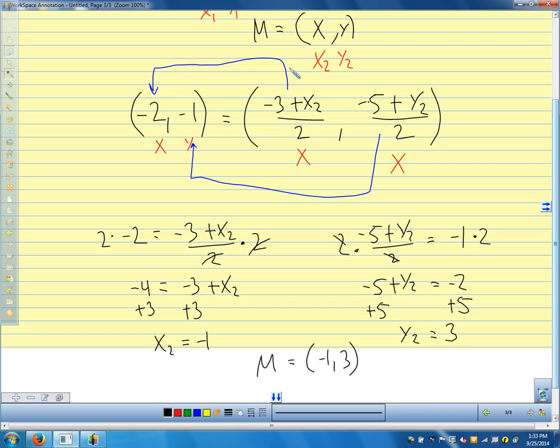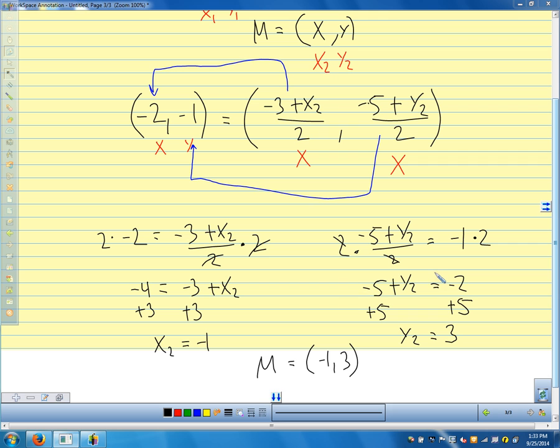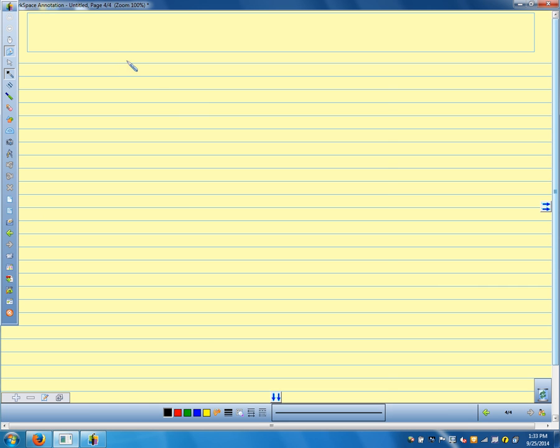So I have one equation for the x's and one equation for the y's. But we're using the same formula, going through the same procedure, labeling my points x1, y1, x2, y2, and I just solved 2 equations. Questions there? All right. Our last formula, the distance formula.